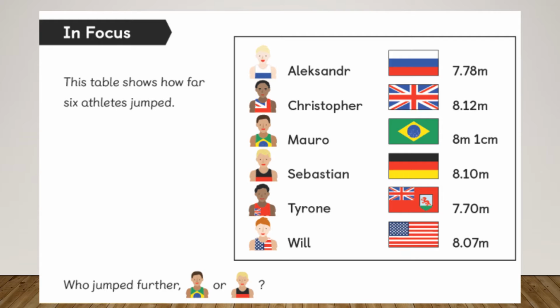Okay, Miss Slater's class. In focus, this table shows how far 6 athletes jumped. And the question, as you can see at the bottom, says, who jumped further? And the two people's names are Mauro and Sebastian. Does anyone know which flags they are? Which countries do they come from? Pause the video, have a little think. Is there anything we can take from our previous learning that might help us with this? What do we need to look for? See if you can have a go, and we'll have a look through on the next part of the video.